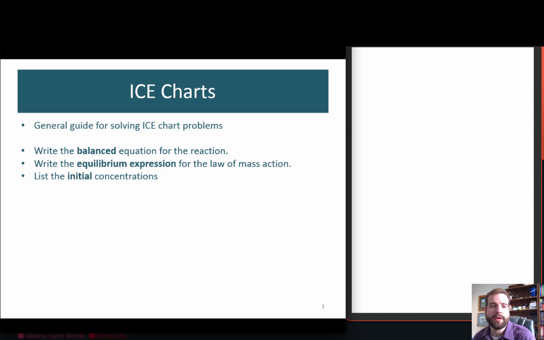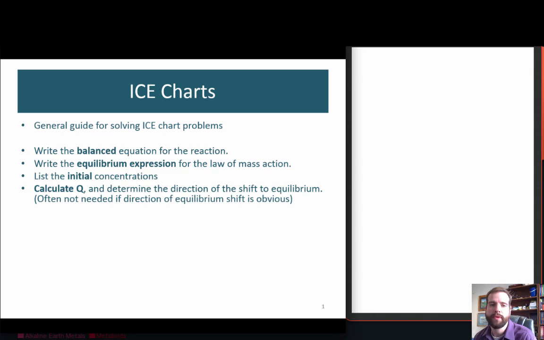We can list our initial concentrations. The ICE chart is going to contain concentrations if you're working with Kc. If you're working with a Kp, it could use pressures. For the example we're going to do today, we'll be using concentrations. So we put the initial concentrations into the ICE chart.